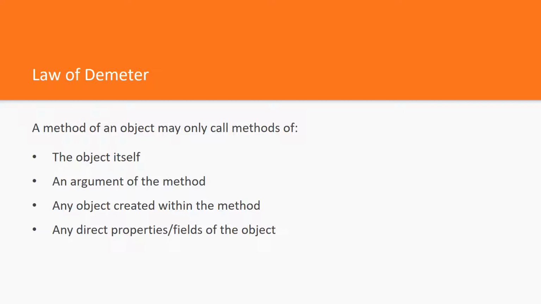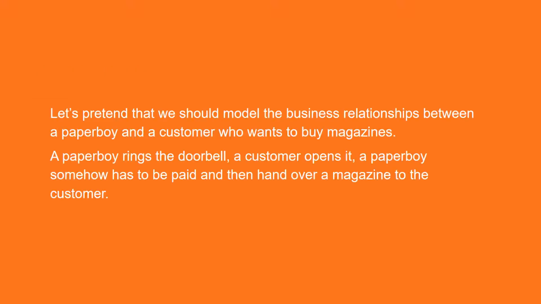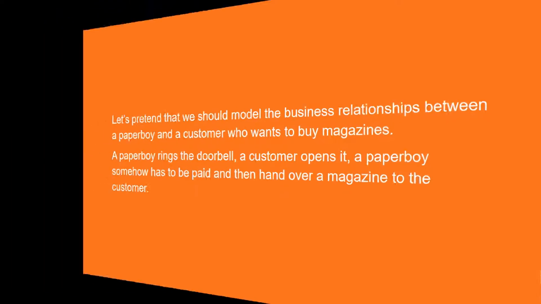Okay then, let's consider a practical example which was suggested long ago by David Bock as a great illustration of the problem. Consider the following case. Let's pretend that we should model the business relationships between a paperboy and a customer who wants to buy magazines. A paperboy rings the doorbell, a customer opens it. A paperboy somehow has to be paid and then hand over a magazine to the customer. Let's look at the code example which models the case.